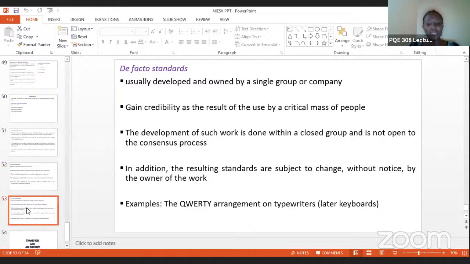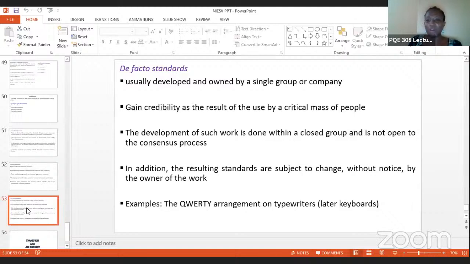We have de facto standard. De facto is a Latin phrase, and it means by fact or in fact. It is not ordained by law. That is, it is not officially established. It is not developed with any formal planning. You understand? So it is usually developed and owned by a single group or company.